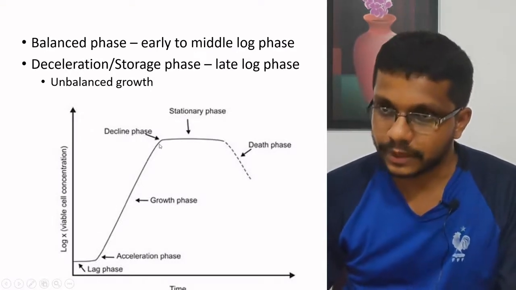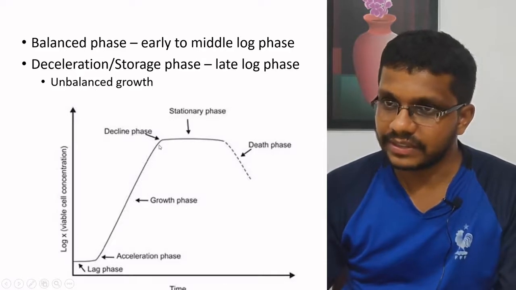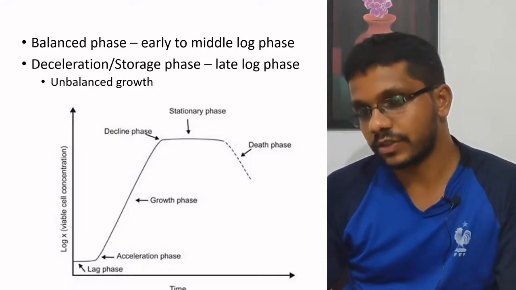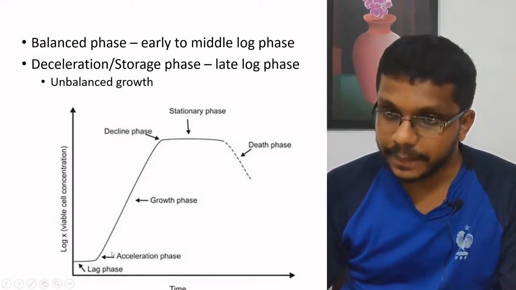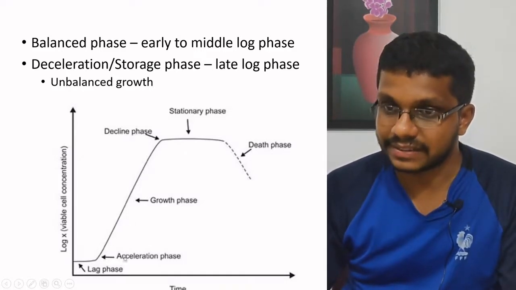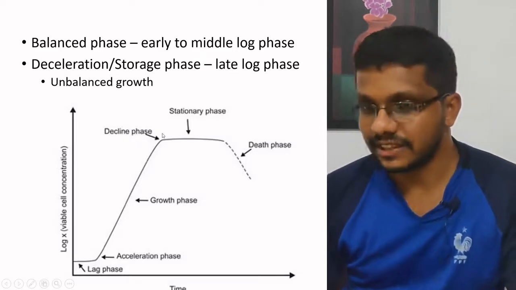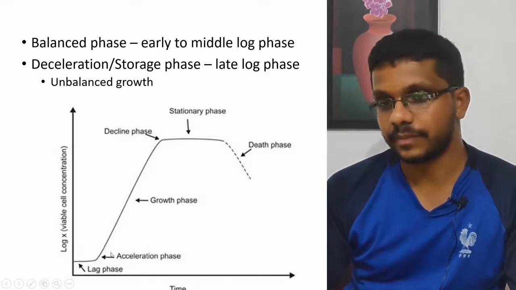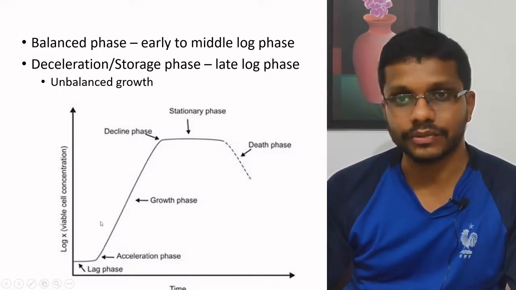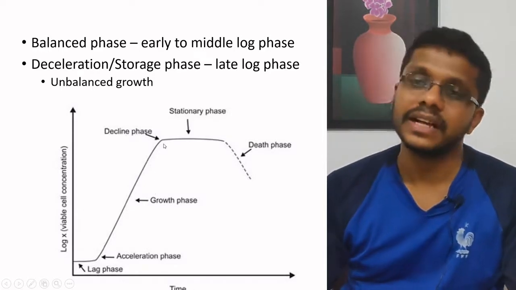So this is what we are talking about. This is the log phase. In this log phase, if you take a close look at the bacterial growth curve, in the beginning of the log phase we have an acceleration phase, and at the end, we have a decline phase. Further, the log phase is divided into 3 different stages. First is early log phase, mid log phase, and late log phase.